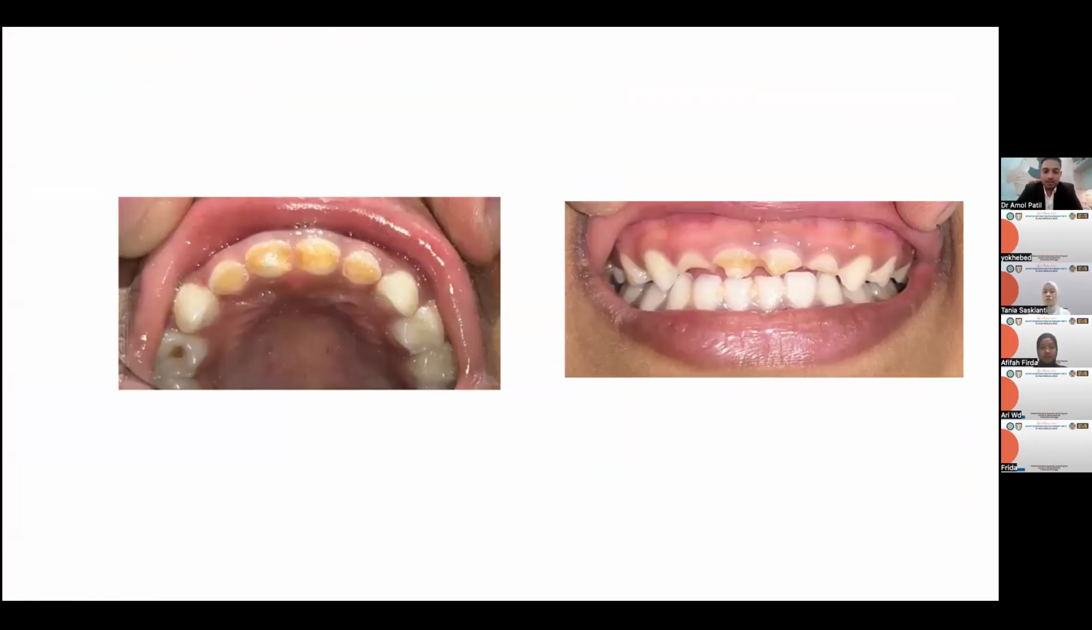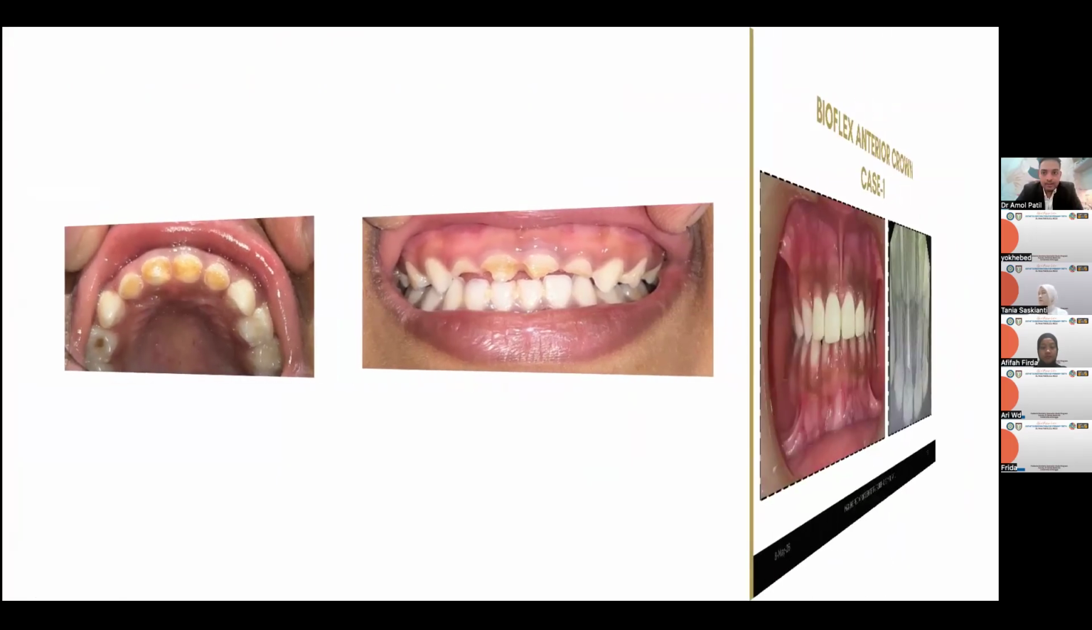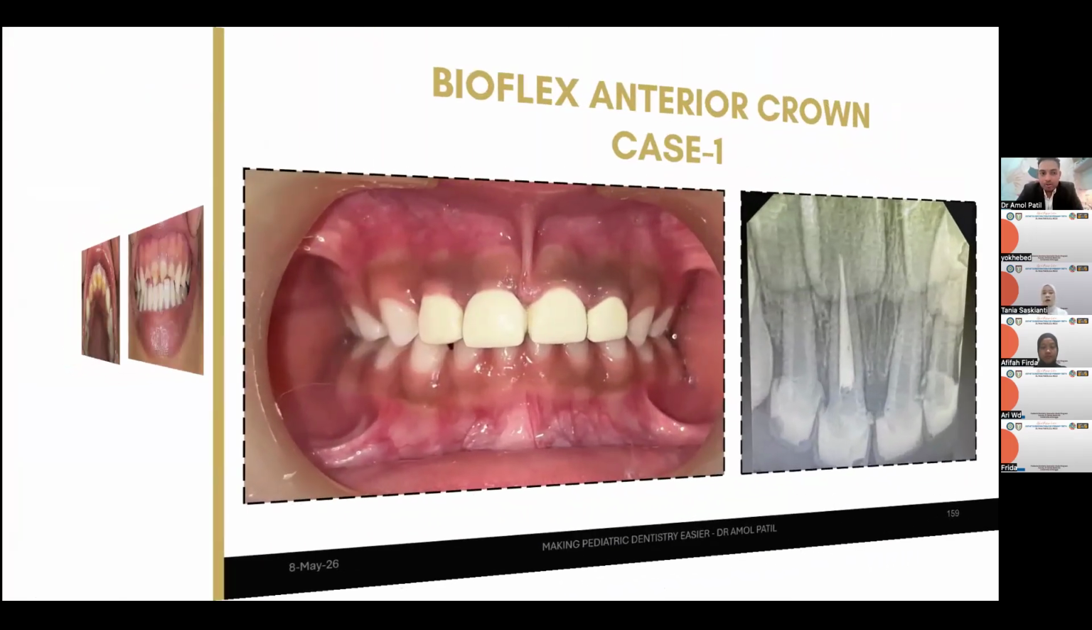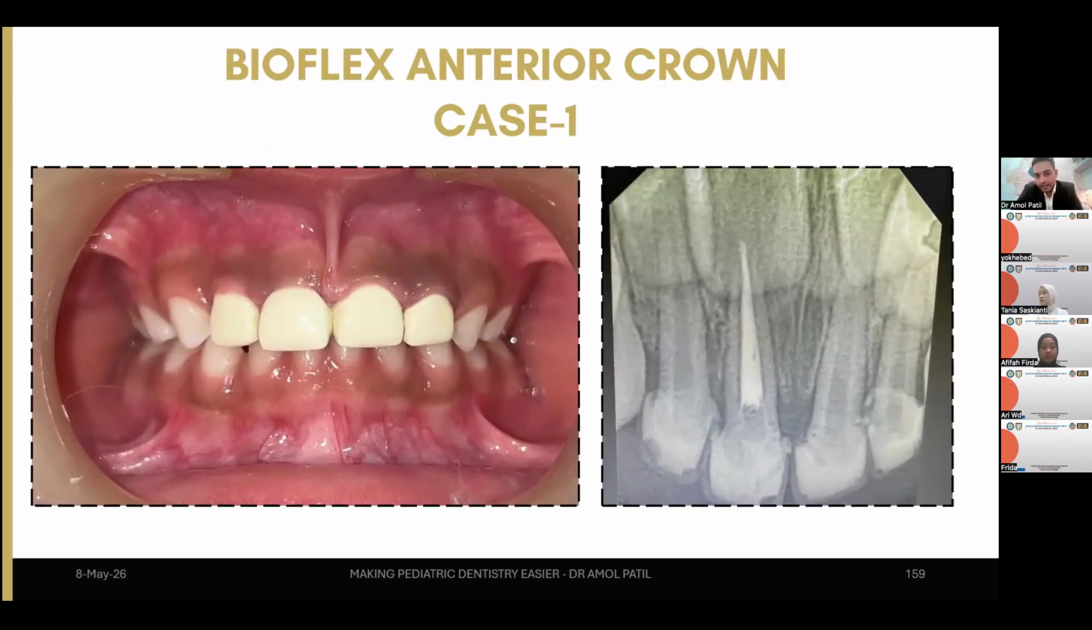So not only for the molars, they can be used for the anteriors as well, even though the aesthetics is not as good as compared to the zirconia crowns. But still it is possible that we can use these crowns for the anterior teeth, and certain patients will accept that. If you are going to use these crowns for all four anteriors, then it will not look that bad. They are opaque, they cannot be made more translucent. For that reason, it looks different as compared to the natural tooth.